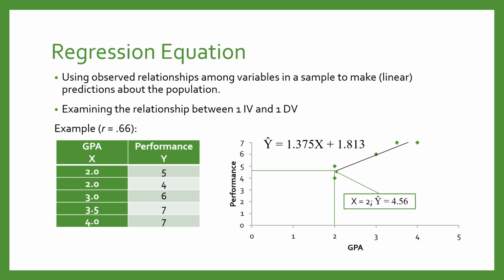You can also confirm that the line represents the equation by plugging in various values of x. So for example, if I plugged in x equals 2, 2 times 1.375 is 2.75. Then you take that 2.75, add it to 1.813, and you get 4.56, which would be the predicted performance if someone had a GPA of 2, for example.